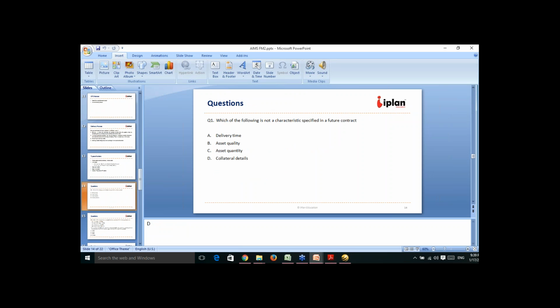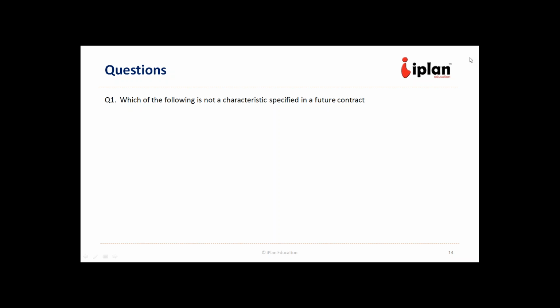Let's take some of the questions. Which of the following is not a characteristic specified in a future contract? Delivery time is there in the future contract. Asset quality is there in the future contract if it is a commodity contract. Asset quantity is there, and collateral detail is not as such called for. Okay, so D will be the answer.